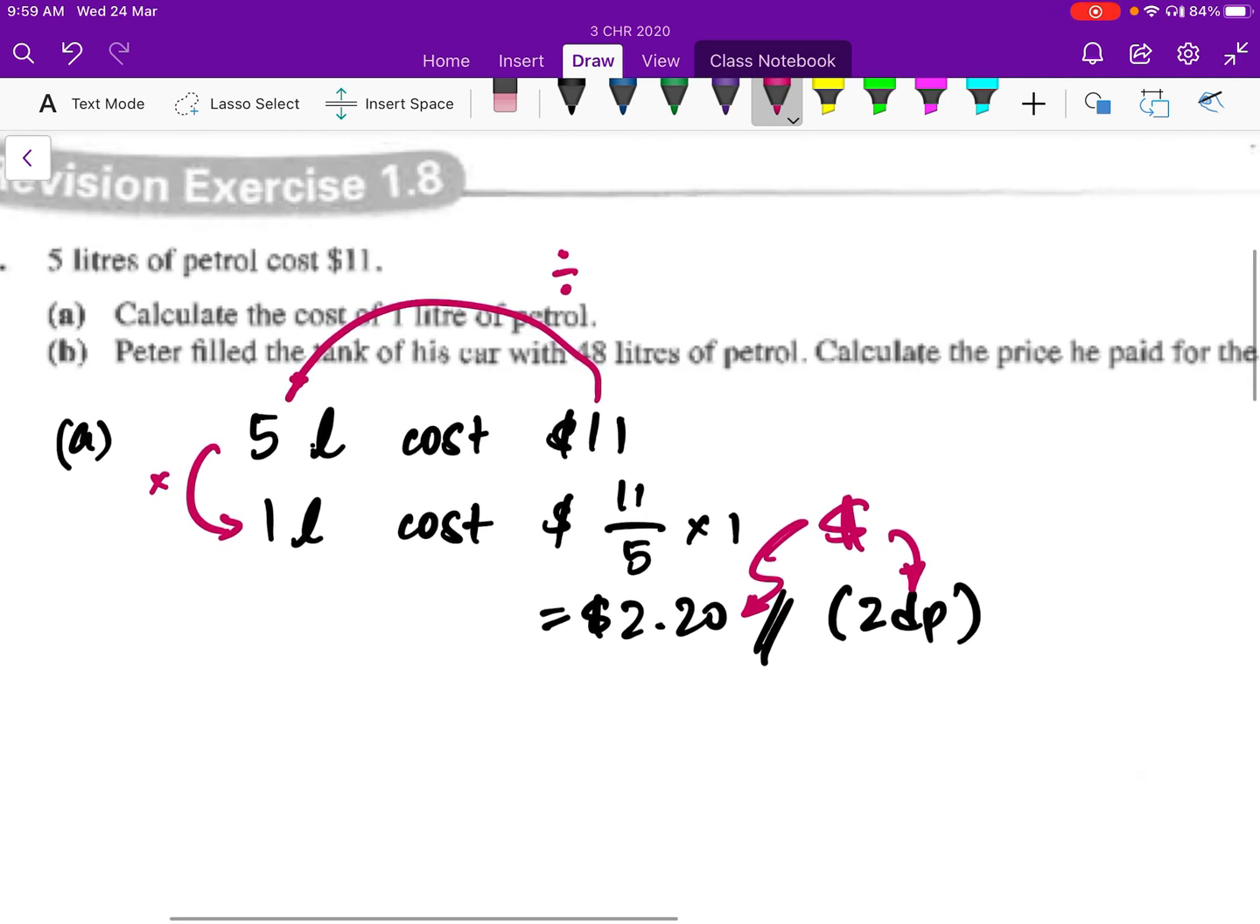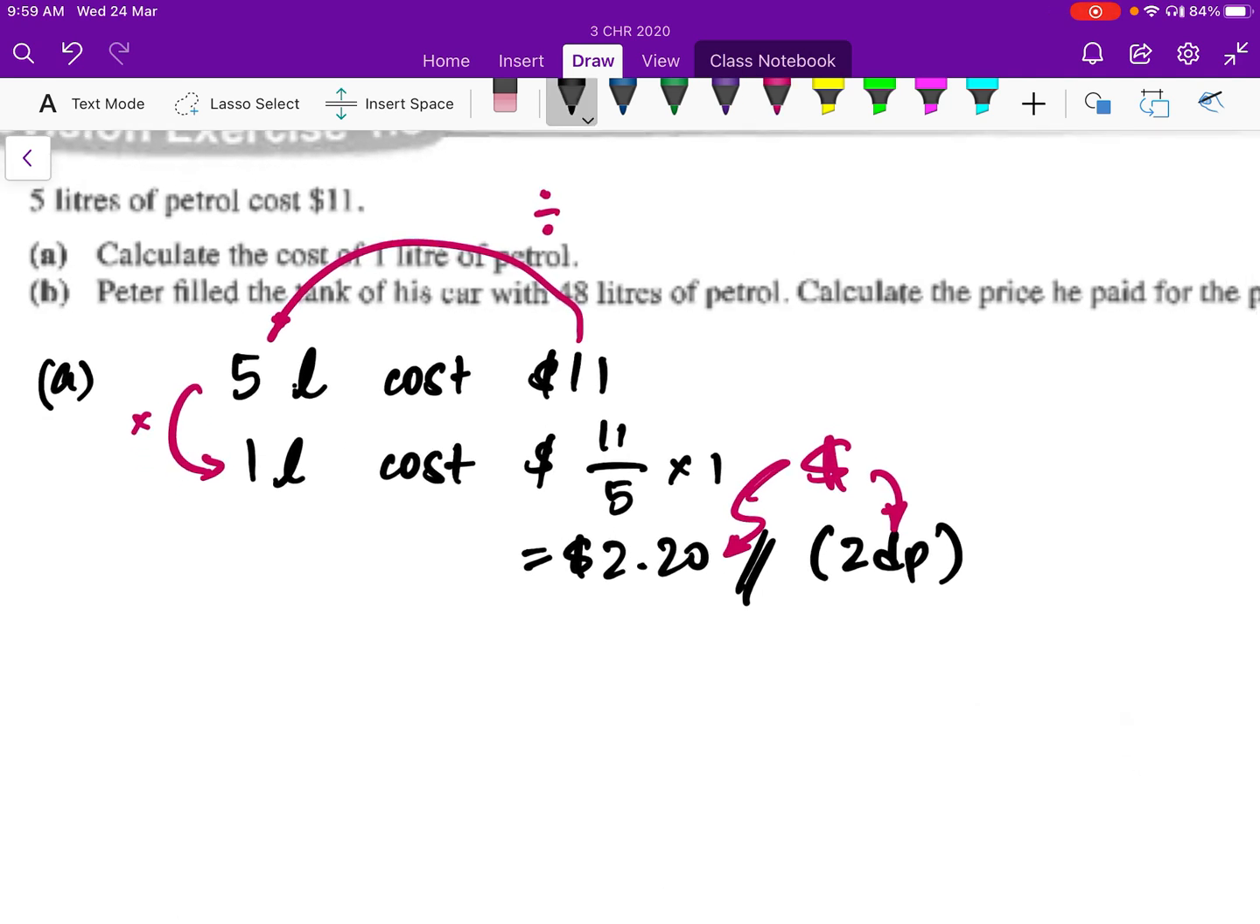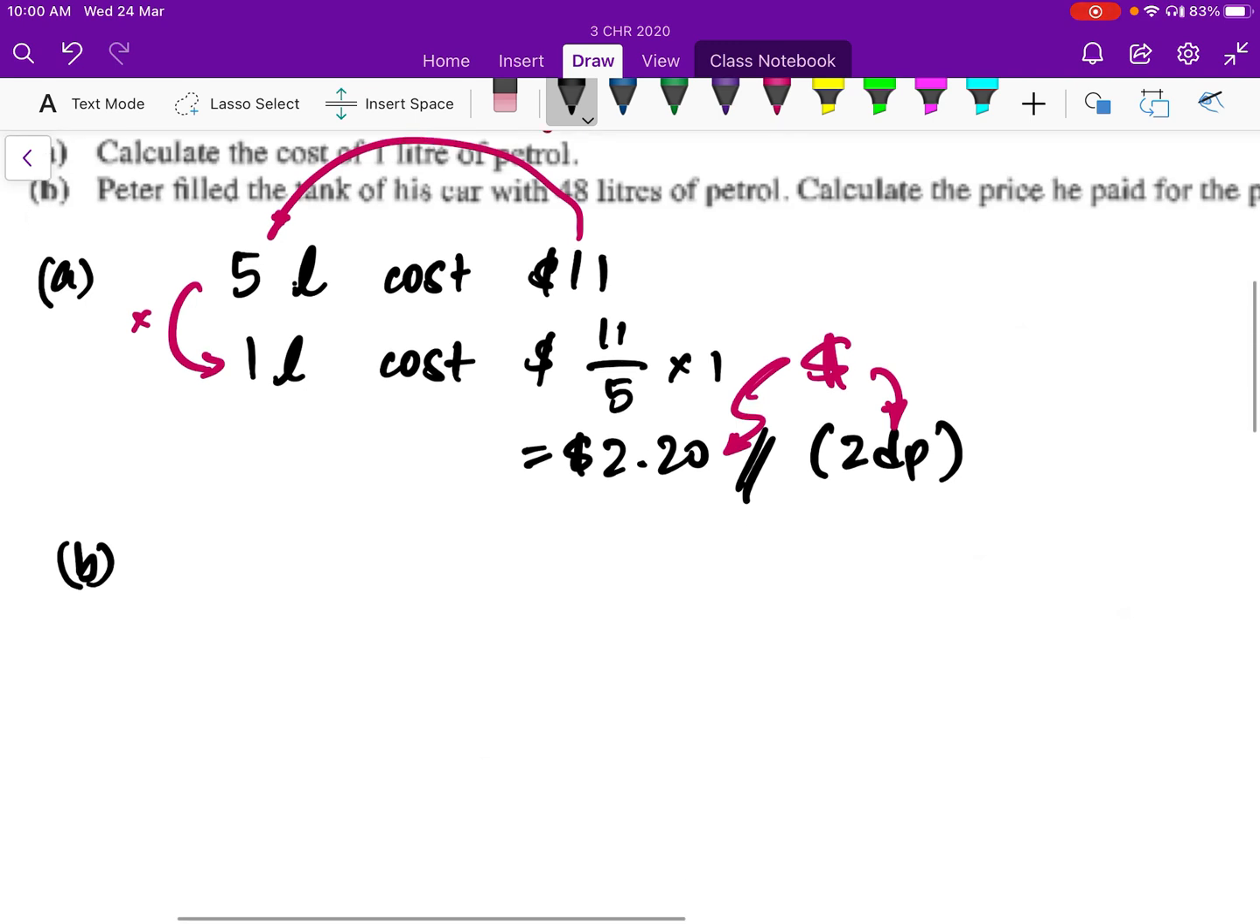So Peter, he filled the tank of his car with 48 liters of petrol. By the way, do you think this is a realistic value? Petrol, $2.20 per liter? No lah, now it's still about there lah. Or maybe a bit more expensive. So this is a rather realistic amount of money that you pay for petrol in Singapore. 48 liters, is it realistic? His car pumps 48 liters. Yes, it is also realistic. How much is he going to pay? Let's find out.